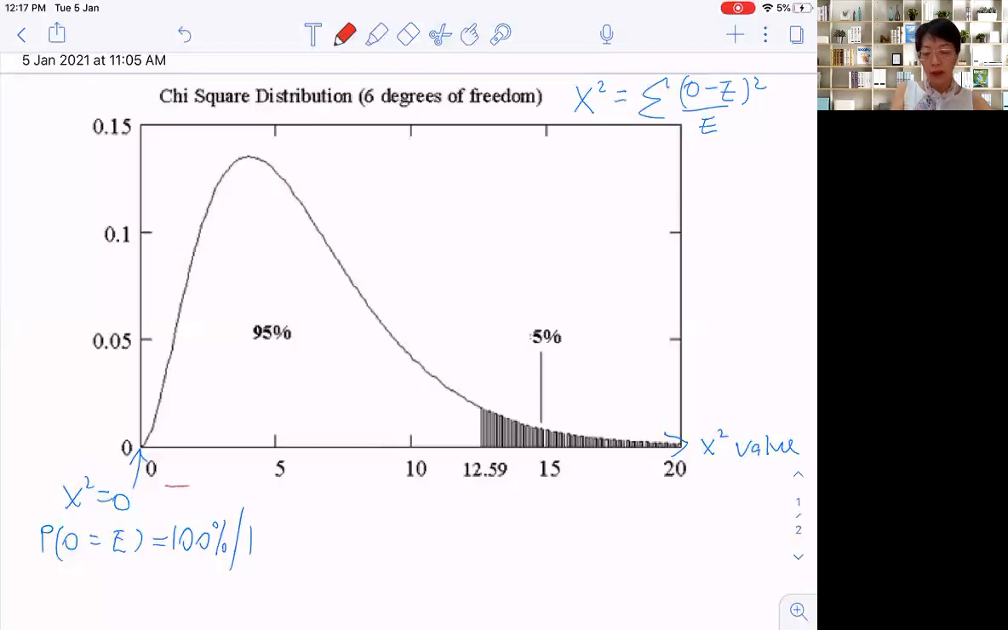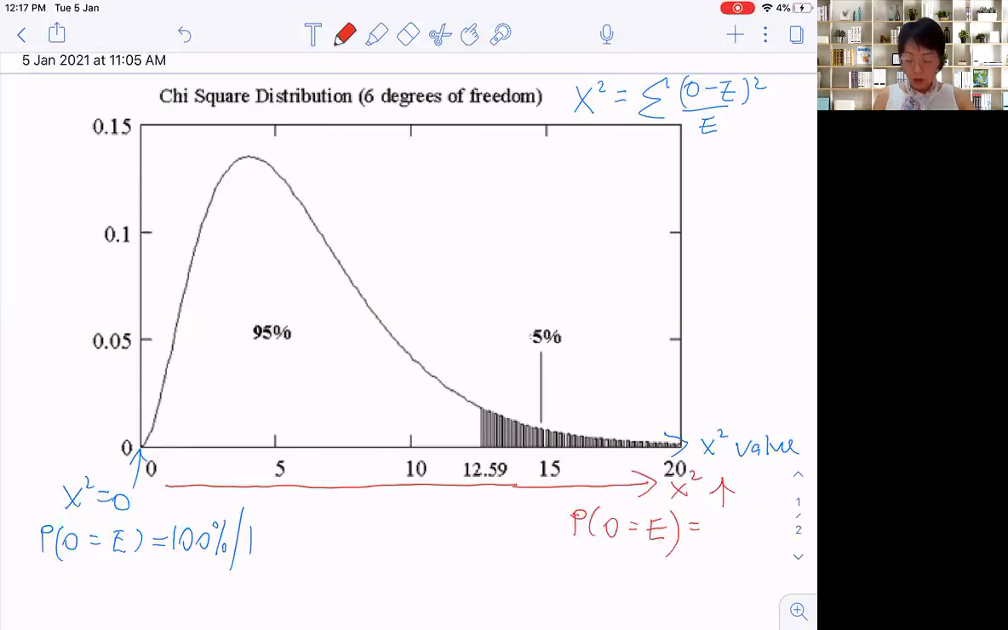Now, we're going to look at the x-axis. As we move to the right side of the x-axis, you can see that the chi-square value actually increases, as you move to the right side of the graph. So when the chi-square value increases, what is the probability of O equals to E? Does it increase or decrease or remain as 100%?